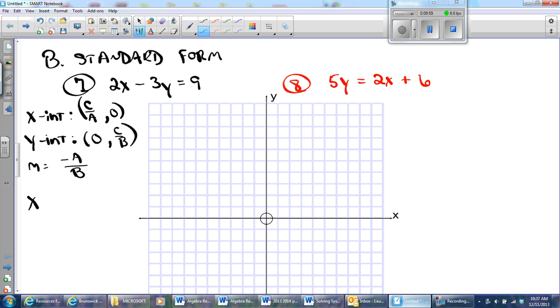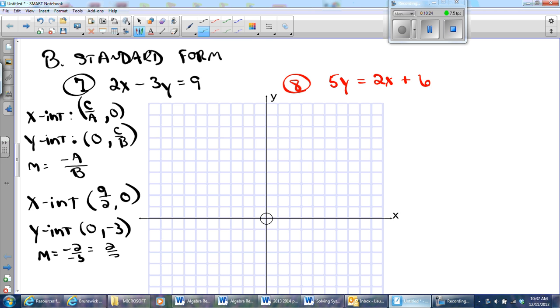Well, since I have standard form here, 2x minus 3y equals 9, I can find my x-intercept, and it looks like that is going to be at 9 over 2, 0, which is 4.5, right? The y-intercept is going to be (0, negative 3), and the slope is going to be negative 2 over negative 3, which is 2/3, right? Okay, now I'm not going to use the x-intercept to help me graph. I'll use the y-intercept because it's easier. It's a little bit prettier.